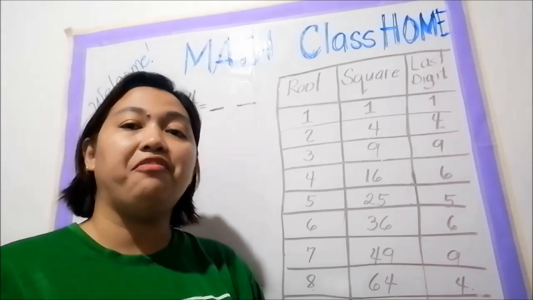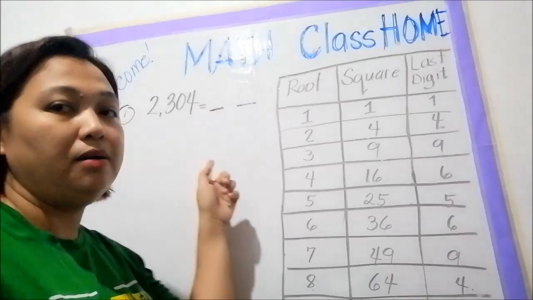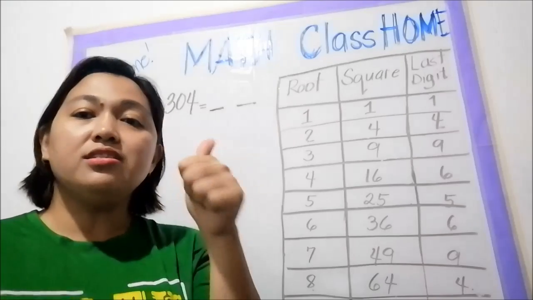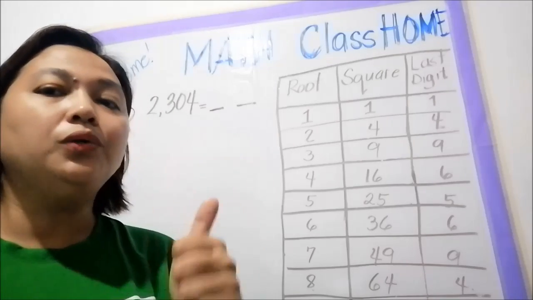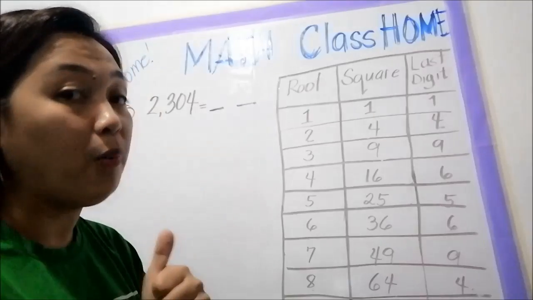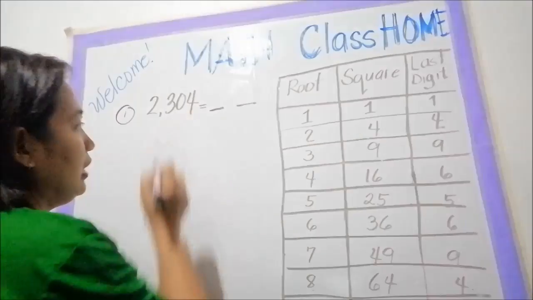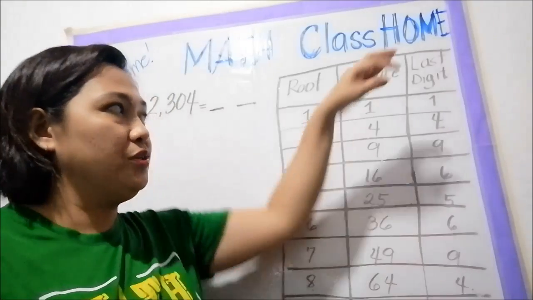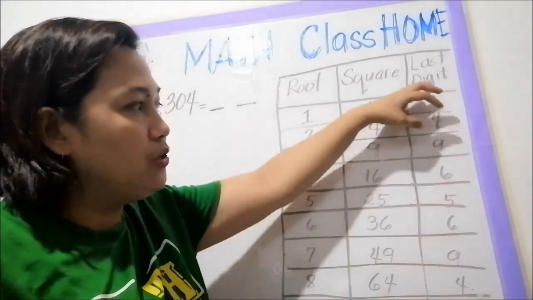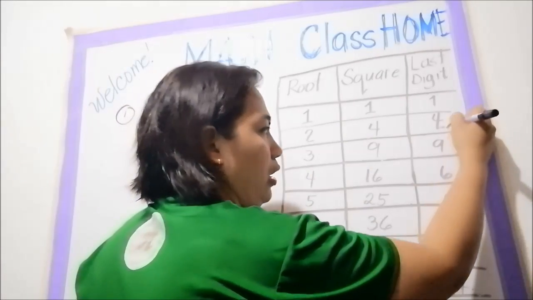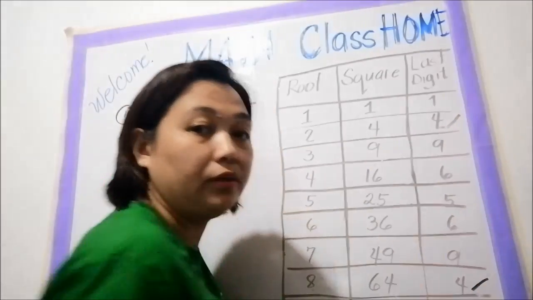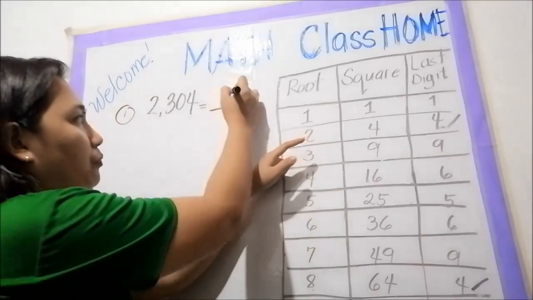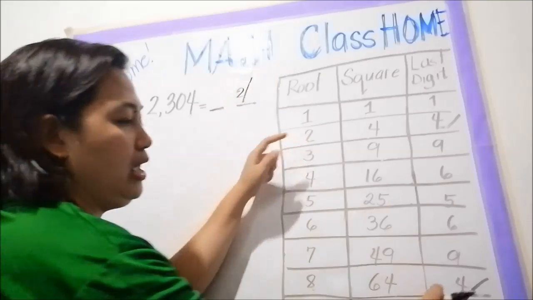So let's start with the first example. The first example is 2,304. First thing to do is to take a look at the last digit of our given number. So the last digit here is 4. So what you're going to do first is to look at the last digit in the table. We have here 4 and also 4. So the root here is 2 and the root here is 8.